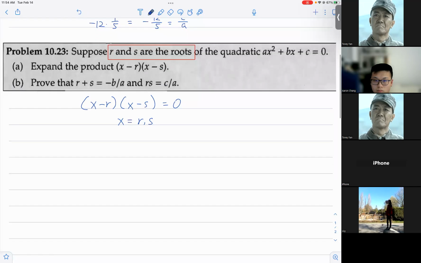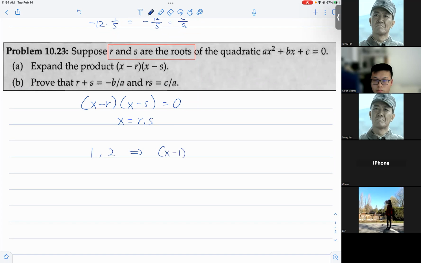Right? Make sense? In other words, say the two roots are 1 and 2. Then that means your factors must be x minus 1 and x minus 2, right? If your two roots are negative 1 and 0, that means your two factors must be x times x plus 1. When x is 0 and x plus 1 gives you the root of negative 1.